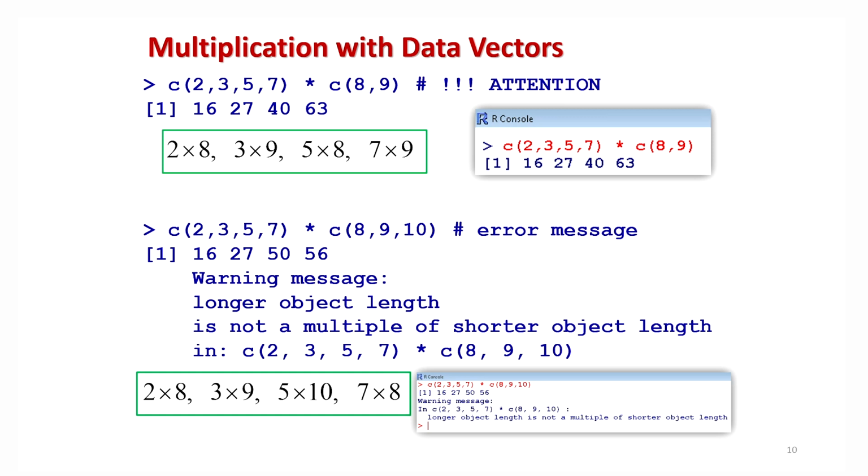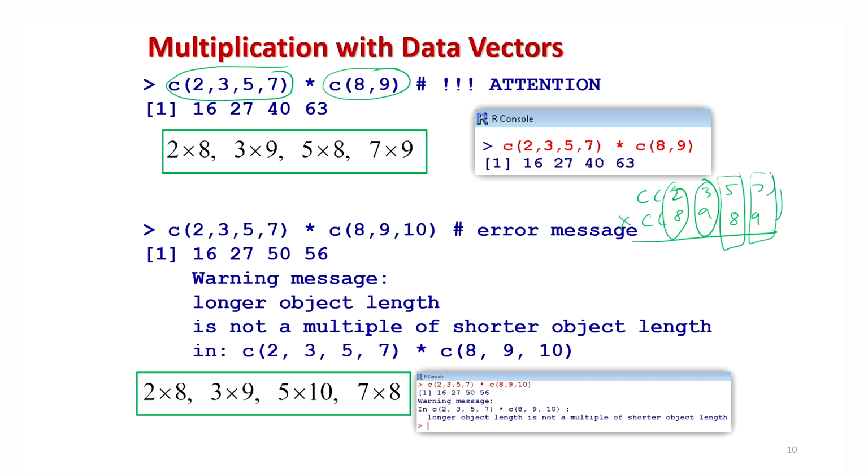And similarly, as we took the example in addition and subtraction, if I take two data vectors in which one has 4 elements and the second has only 2 elements, so the length of the smaller data vector is an exact multiple of the length of the larger one, then again the same thing happens. Take 2, 3, 5, 7 and c(8, 9). Now there is multiplication. The numbers at the first position get multiplied, numbers at the second position get multiplied. Now there are no more numbers, so the 8 and 9 are repeated, and the respective multiplications at the respective positions take place.